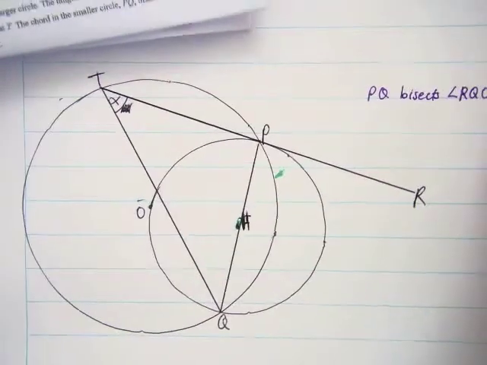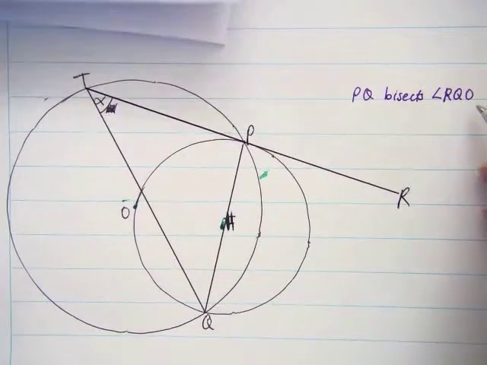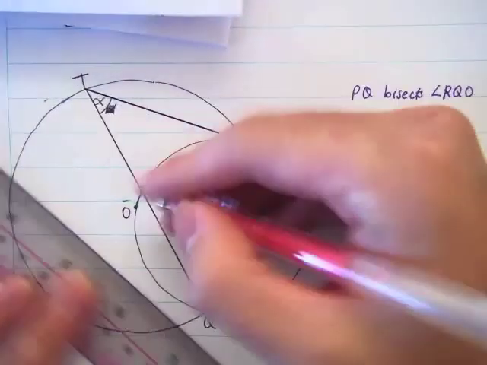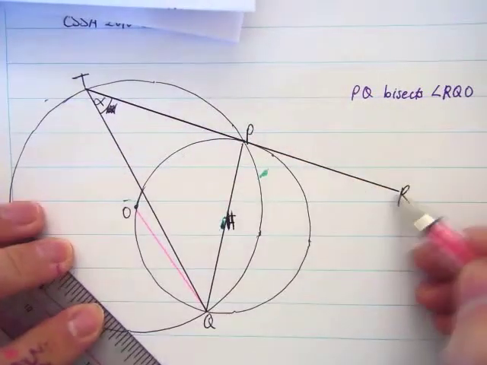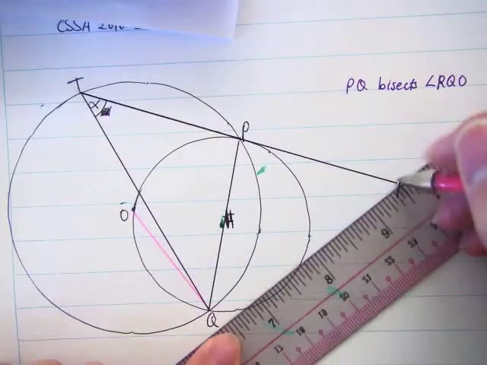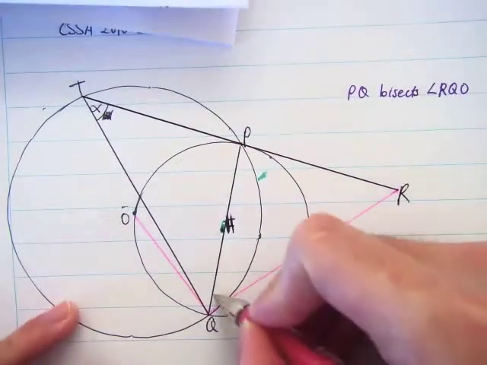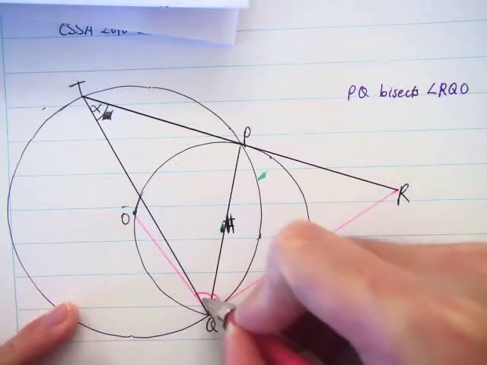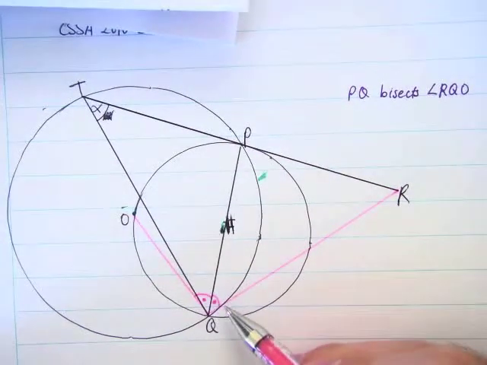Now this is not something that is seen in the diagram. In fact, you see no evidence of it in the diagram, but it is given to you in the question. So what you must do is add it to the diagram. So what we have here, RQO is bisected by the chord PQ. The best way to demonstrate that is probably by labeling it with a dot, like so, just so we can all see that these two angles are equal.